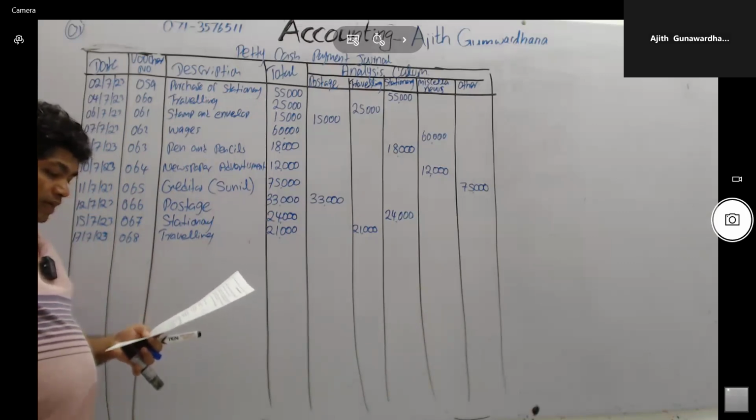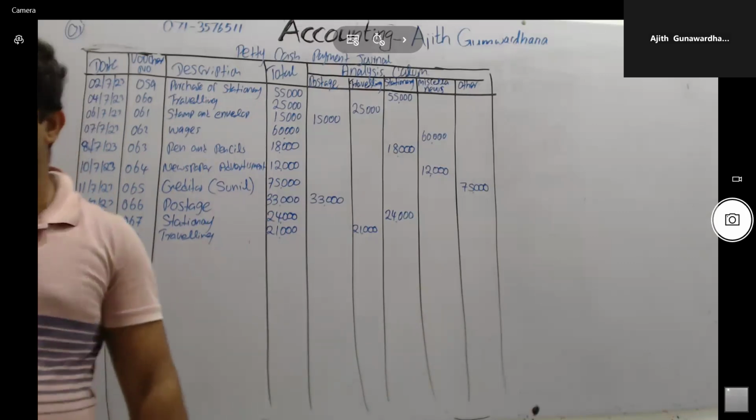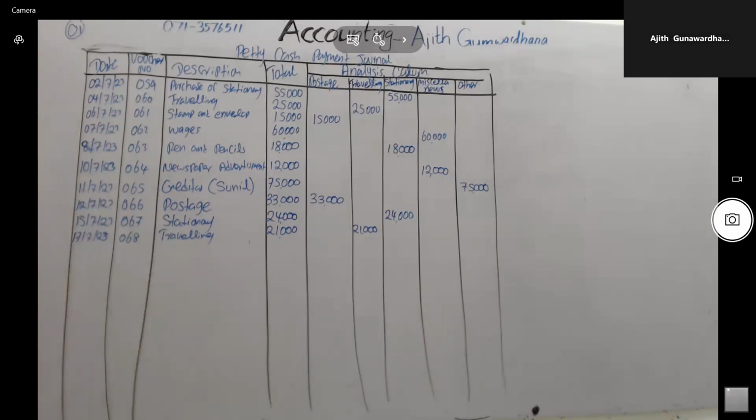Next one also given payment to Basil. First one, complete recording parts. Complete the petty cash payment journal. Think what kind of information should be recorded and how to record it, and think about the analysis column also. Try to complete.